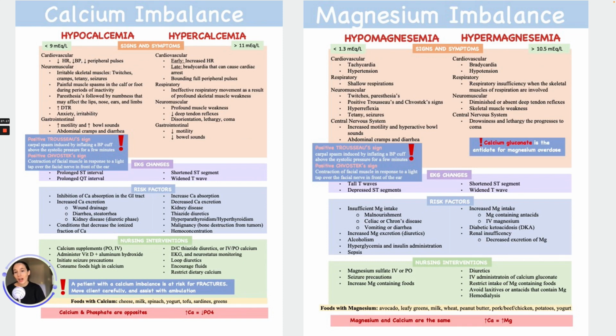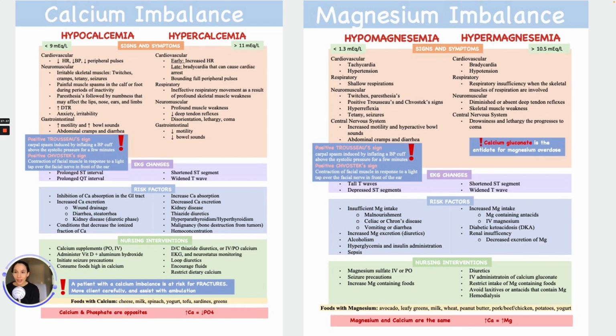So then we also have calcium imbalance and magnesium imbalance. Typically, as calcium increases, magnesium also increases, so they are the same. It's a good thing to remember. And calcium and phosphate are the opposites. Calcium imbalance, we have hypocalcemia and hypercalcemia.